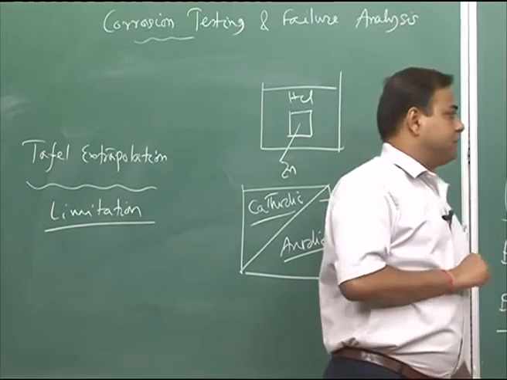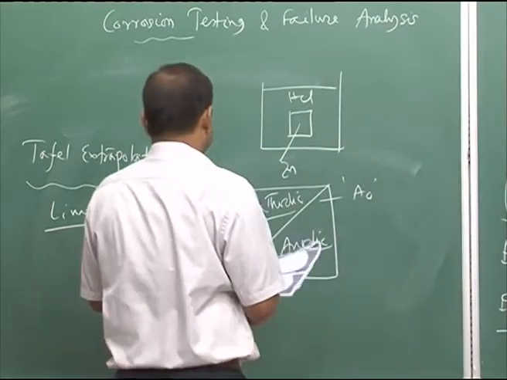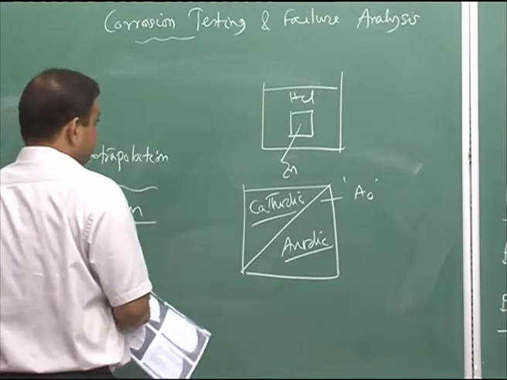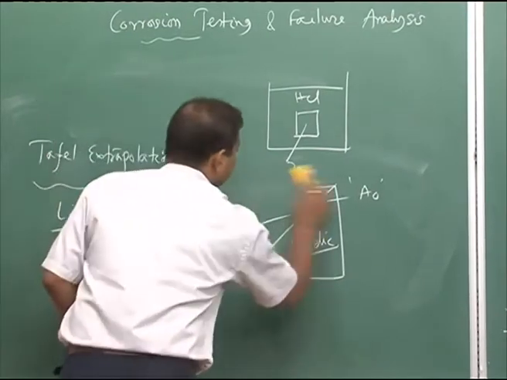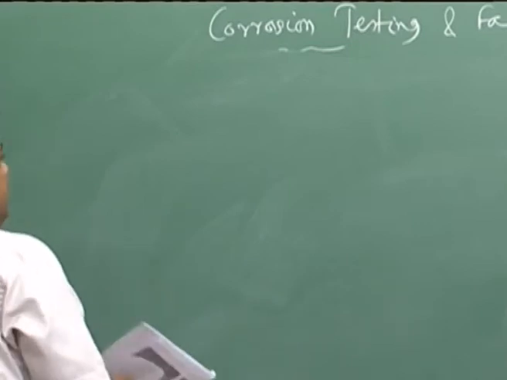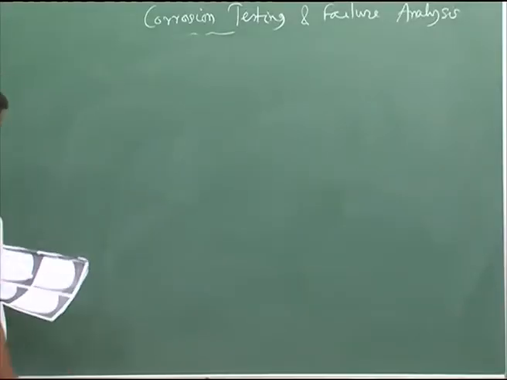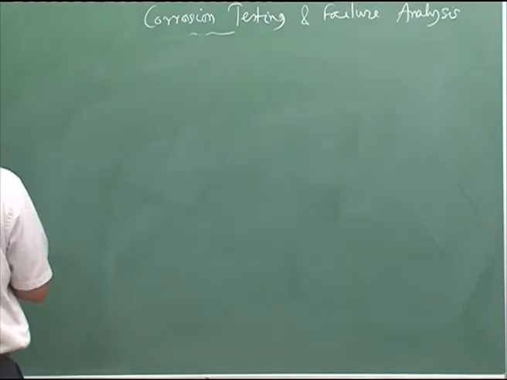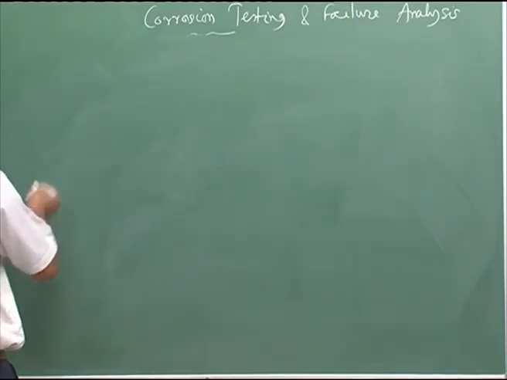But most of these limitations can be avoided if we go to linear polarization. So, let us discuss what linear polarization is. Whenever we come to linear polarization, it is based on a basic principle. The basic principle is as follows.